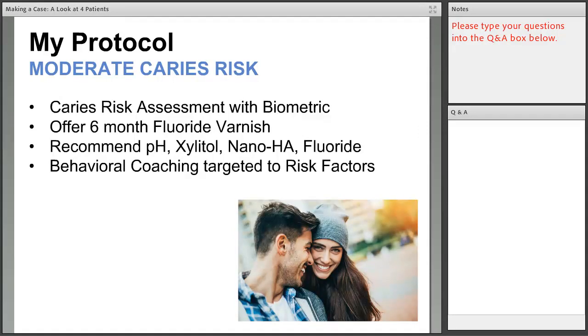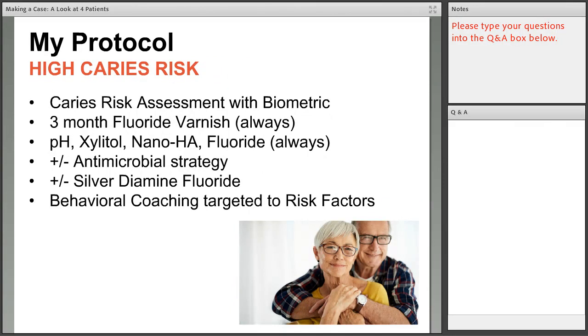If you've got a moderate caries risk patient, again, same thing. A caries risk assessment form once a year. For me, I use a biometric. I use the caries screen. I'm going to offer them fluoride varnish twice a year, and again, I'm going to now recommend that they're using some of these products. And then I'm going to talk about behavioral coaching about the risk factor or risk factors that they have, so that they understand what's putting them at risk for getting cavities. They don't have any right at the moment, but without addressing those risks, they're at risk for getting decay, and kind of help them understand how they can mitigate those risks in their lifestyle.